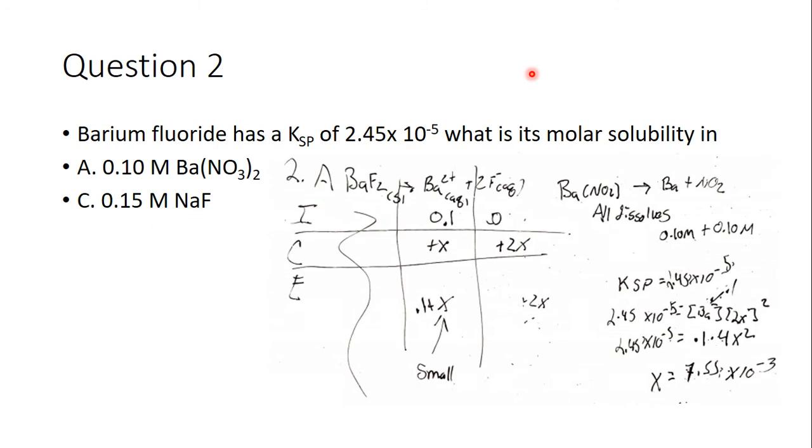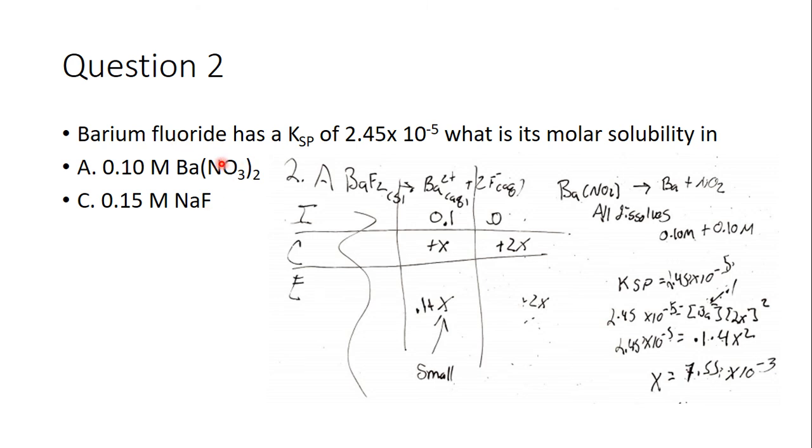Question 2, if we're doing the reverse now. So barium fluoride has a KSP of 2.45 times 10 to the minus 5. What's its molar solubility? But there's a caveat now. We're mixing barium fluoride with compounds that are already soluble. In problem A, we're going to consider if there's barium nitrate in there, and even though I wrote C, this is actually B. We're going to imagine trying to dissolve barium fluoride in sodium fluoride.